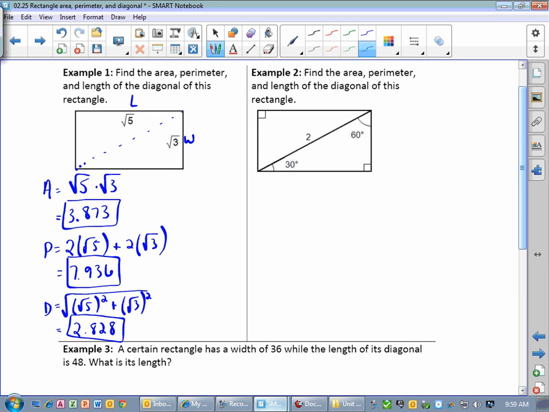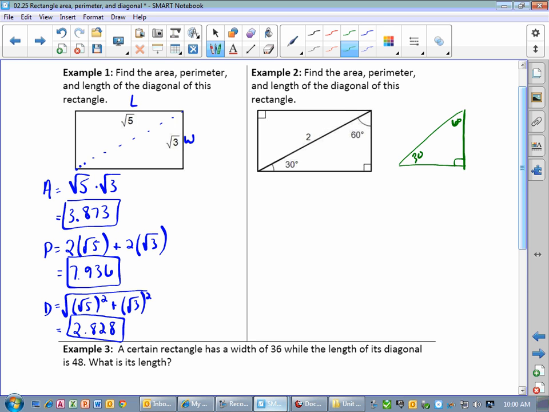Next, example 2 says find the area, perimeter, and the length of the diagonal of this rectangle. So in this rectangle, we're actually given some angles, 30 and 60. So try to remember back a month or so ago when we were doing right triangles, and we got into special right triangles at the end of the trigonometry unit. One of the special right triangles is a 30, 60, 90 triangle. Remember there were two, 45, 45, 90, and 30, 60, 90. So if we have a 30, 60, 90 triangle, if this is 30, this is 60.